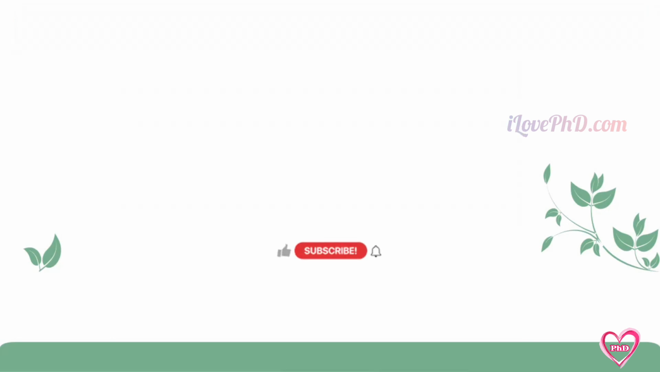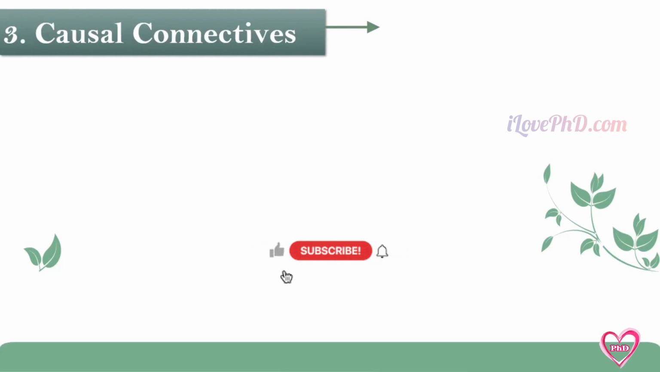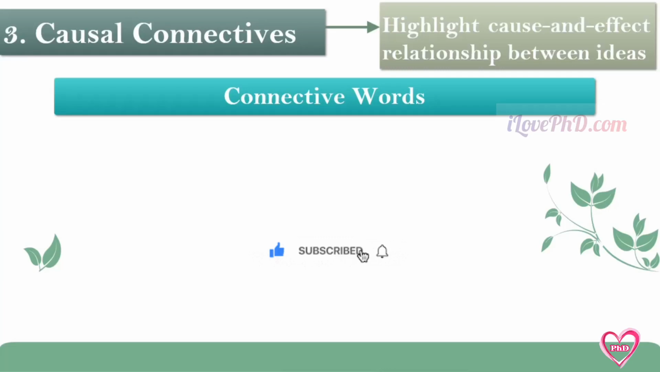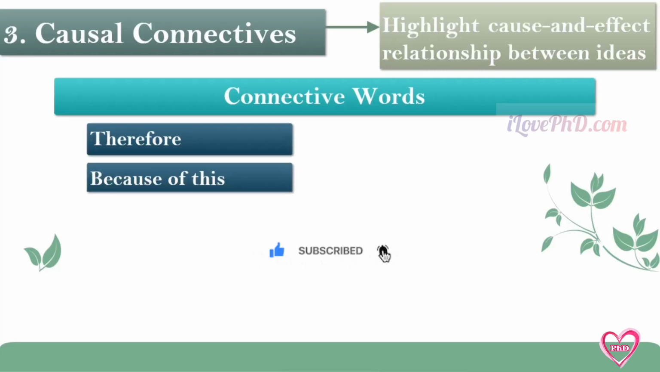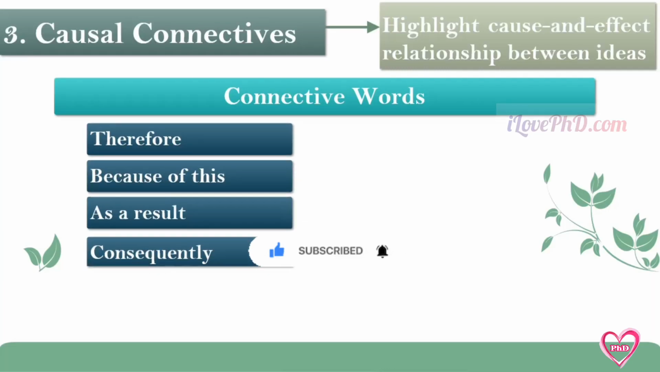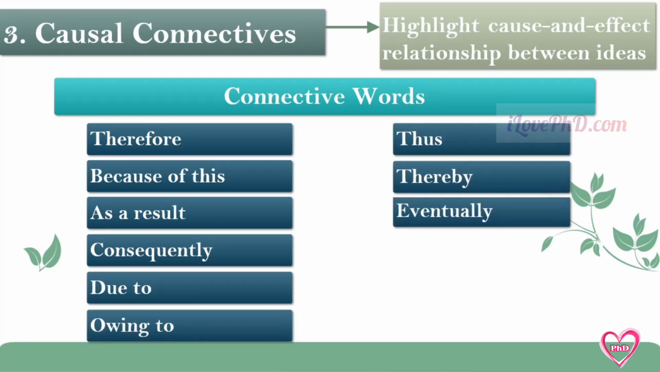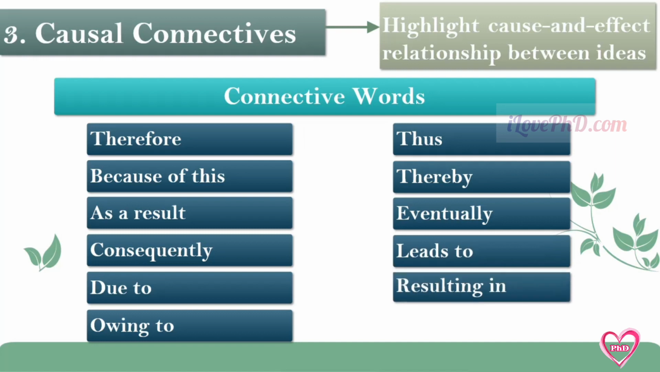The third type is causal connectives. These connective words are used to highlight cause and effect relationships between ideas. Examples include: therefore, because of this, as a result, consequently, due to, owing to, thus, thereby, eventually, leads to, and resulting in. These words will help to clearly articulate the relationship between the causes and their effects, making the logical connections in your argument clear.